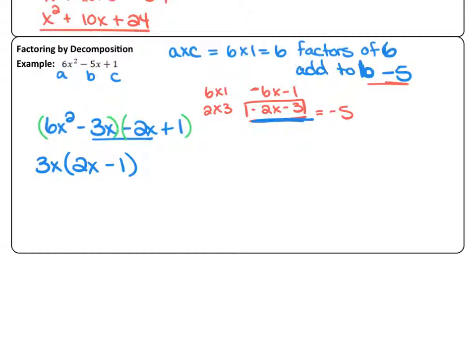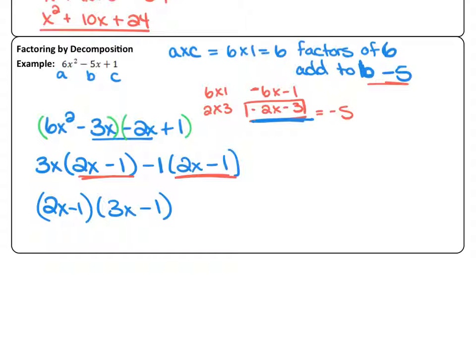So -2x plus 1. I'm going to pull a -1 out. And -2x divided by -1 is just 2x. And +1 divided by -1 is -1. And so what you'll notice when you do decomposition like this is whatever's in the bracket is the exact same thing. So what we can do is factor that out, the 2x minus 1 as a factor, and then whatever's left over is 3x minus 1. And that gives us our two factors for this one. So that is how you factor by decomposition.